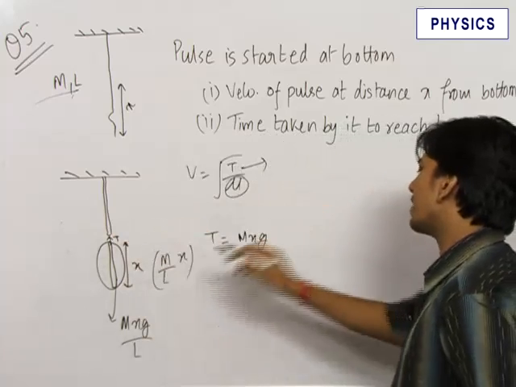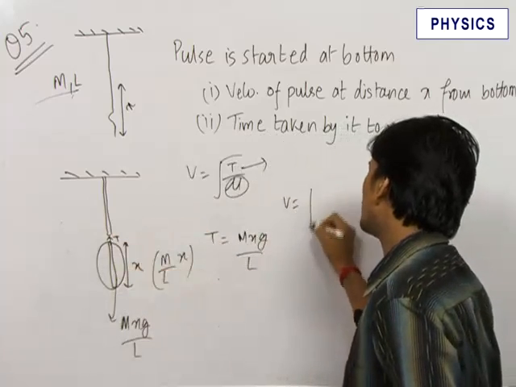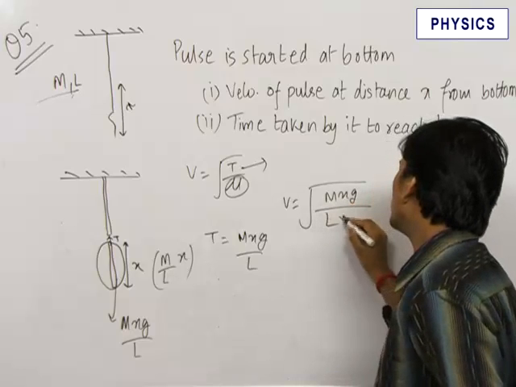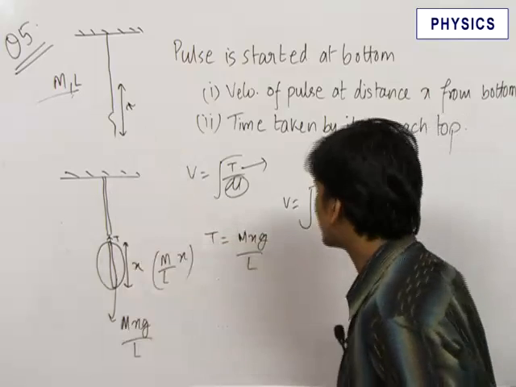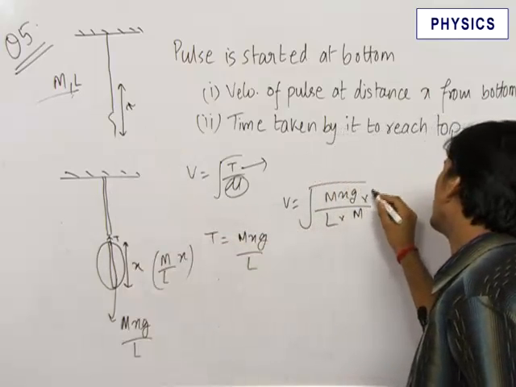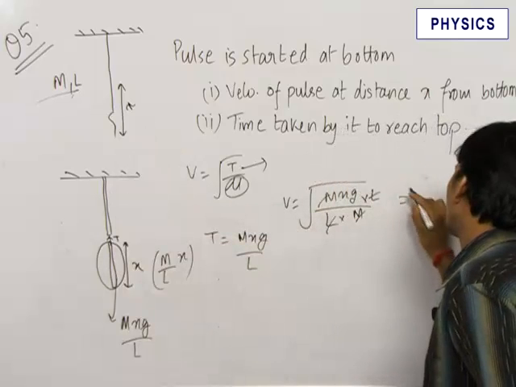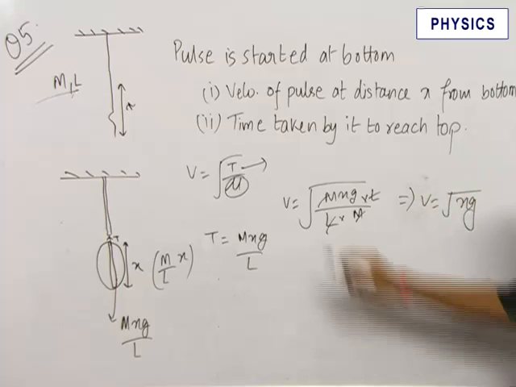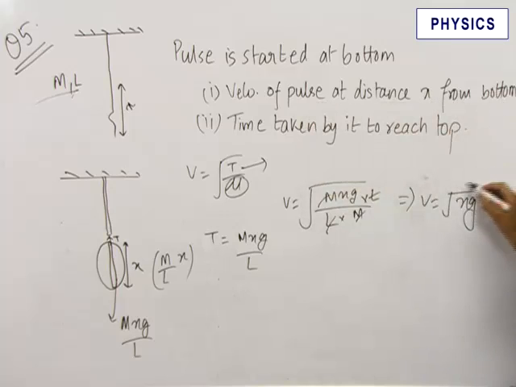Therefore the velocity of the pulse when it reaches that portion will be v equals root over (mxg upon L) divided by mu. Mu is mass per unit length of the string, which is constant, and that is equal to m upon L. So this becomes v equals root over xg. So we get the answer for our first part, that is the velocity of the pulse at distance x from the bottom comes out to be v equals root over xg.